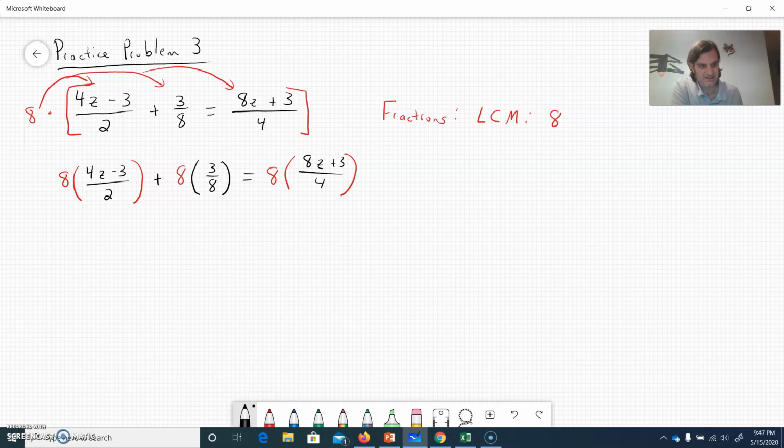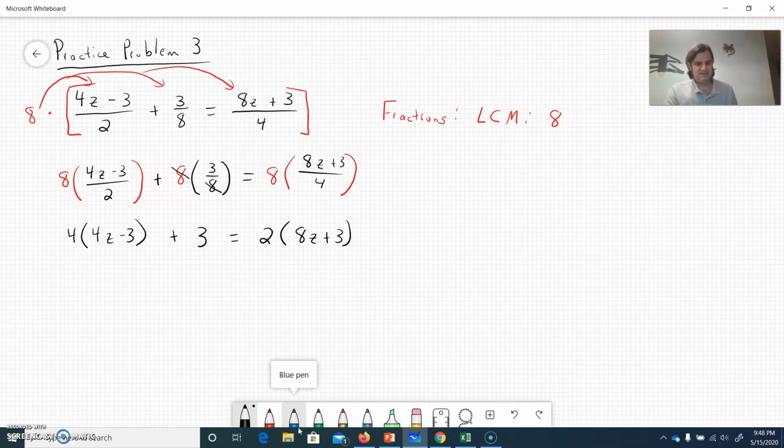In this process, we're going to clean up. I'm taking baby steps here for you. The 8 over the 2 would be 4, so that would be 4 times (4z minus 3). In the middle fraction, 8 and 8 cancel out, so that just leaves us with the 3. On the last one, the 8 on top and the 4 on the bottom reduce to 2, which will be times (8z plus 3). You might be used to doing several steps at one time, and that's okay. But we no longer have fractions because we picked a multiple that all of our denominators would divide into.